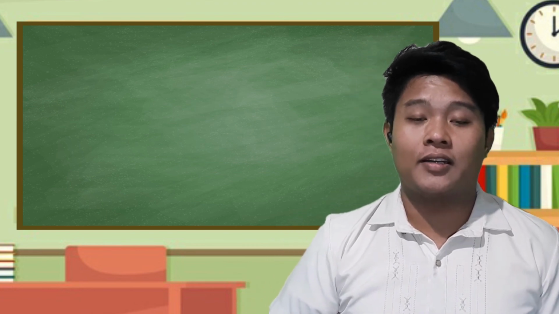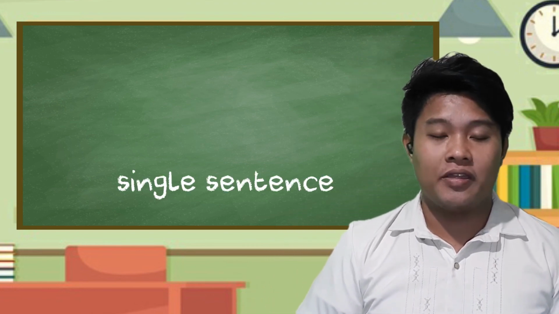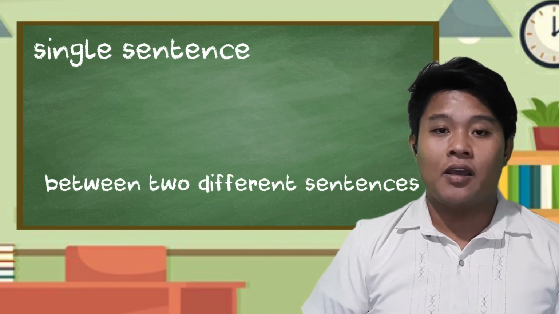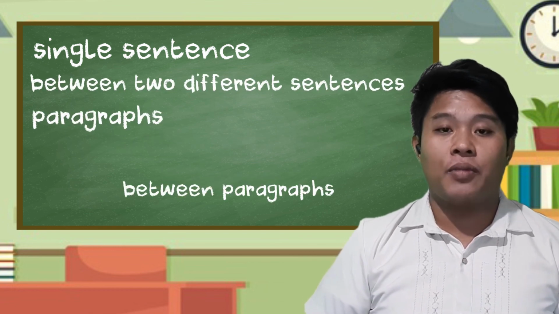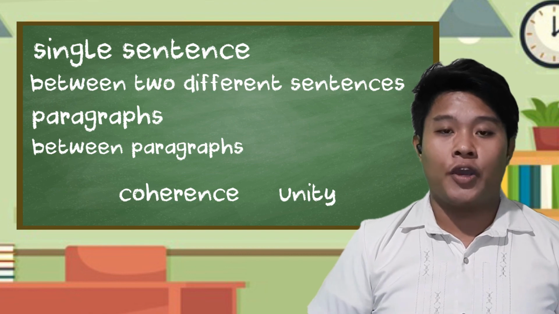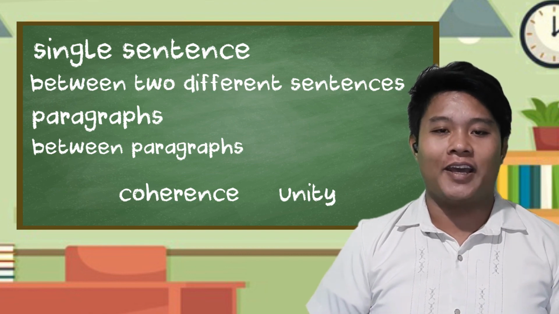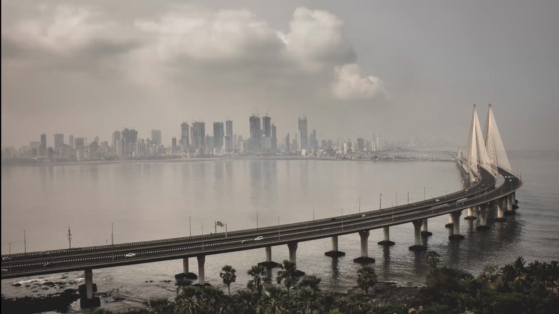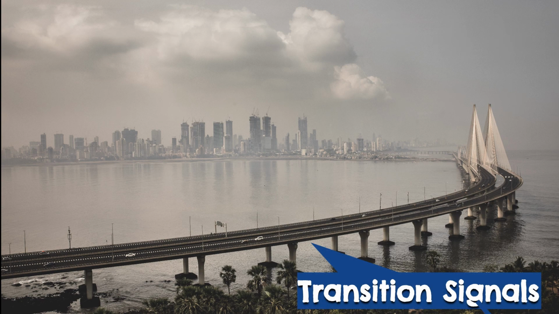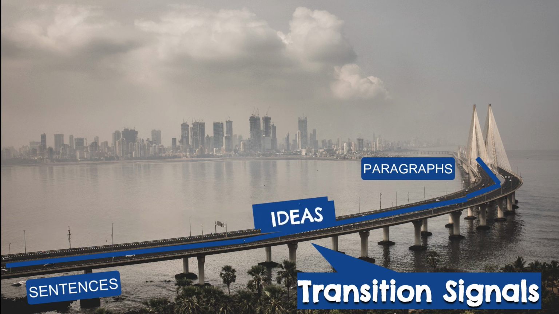Always remember that transition signals can be used with single sentence, between two different sentences, paragraphs, and between paragraphs to achieve coherence or unity of the idea. Transition signals acts like a bridge that links sentences and paragraphs together smoothly so there are no abrupt jumps between ideas.